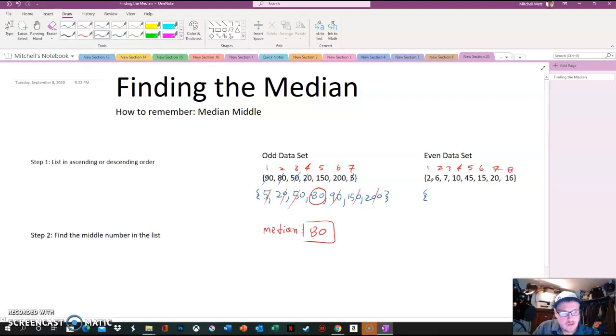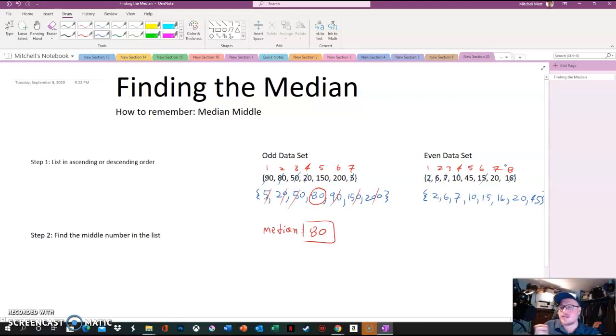So let's see. 2, 6, 7. Okay, 2, 6, 7. Let's see. 10, 15, 16. So I got my 15, I got my 16, I got my 20, and then my 45. So let's check. 1, 2, 3, 4, 5, 6, 7, 8. I have 8 numbers and I have 8 numbers.